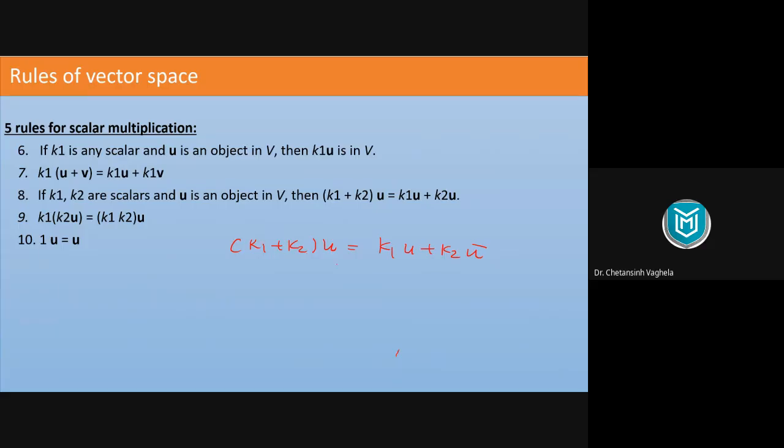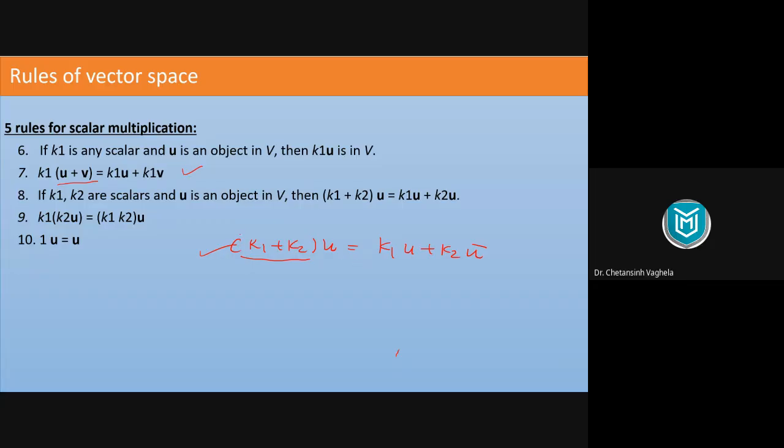So this is again distributive law, but this is distributive law for scalars. Here we were taking distributive law for two objects u and v, right? We were separating u and v here, and here we are separating k1 and k2. So this is also distributive law, but it is for scalars. So this was for vectors and this is for scalars. So k1 plus k2 times u is equal to k1 times u plus k2 times u. This is 8th rule for vector space.